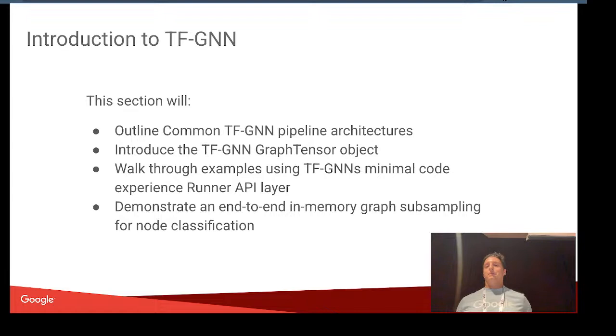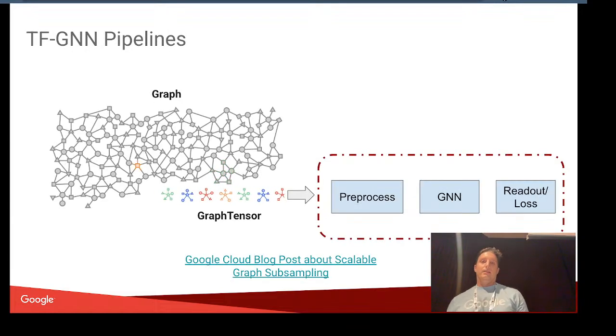I'll walk through some examples of what a simple GNN looks like using TFGNN's low-code solution, which we call the runner. And at the end of this, you should be able to run your own custom models using TFGNN on standard datasets. So this slide visualizes what a typical TFGNN graph learning pipeline looks like.